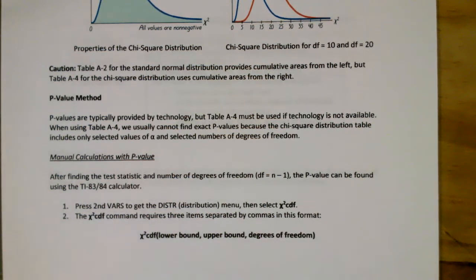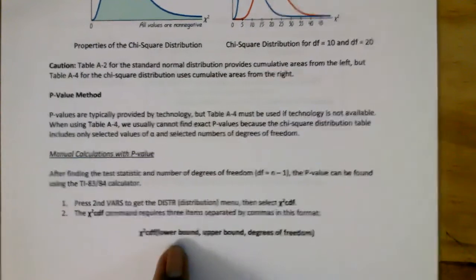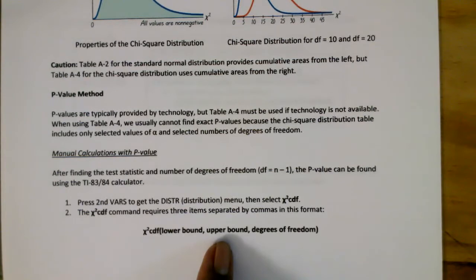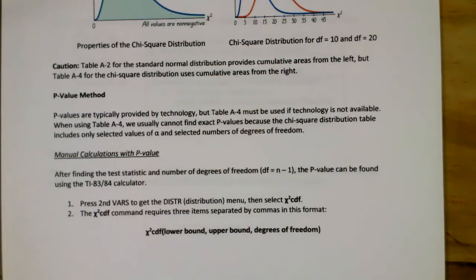Here's a procedure. You press second and VARS to get to the distribution menu. And then from that menu, you'll select chi-square CDF. Now the chi-square CDF command requires 3 items separated by commas in this format. This is if you have the TI-83 or the earlier TI-84 plus calculator, because they'll give you chi-square CDF on the left side. Then you enter the lower bound separated by a comma, then the upper bound separated by a comma, and the number of degrees of freedom.